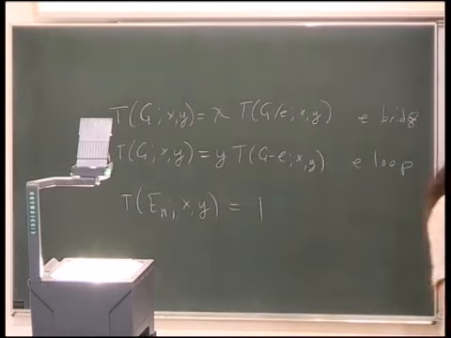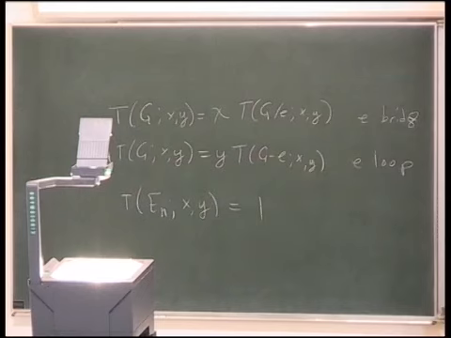This last condition can be achieved equivalently by pulling out bridges with a factor of x, pulling out loops with a factor of y, and specifying that the Tutte polynomial on a graph with no edges and n vertices, that's what I mean by the E sub n, is just 1.